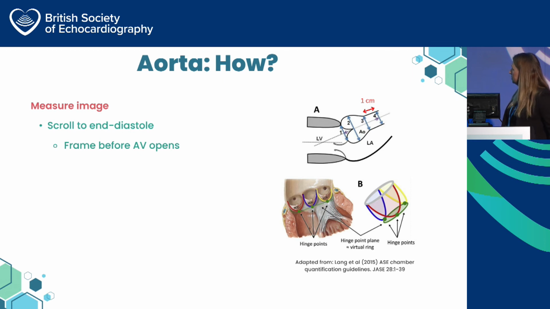So measuring the aorta. Most of the measurements are done at end diastole when the aortic valve is shut. Okay, so this is actually from the ASE guidelines, because I prefer the diagram, but the principle is exactly the same. You can see number 2 is the maximum diameter of the aortic root at sinuses of Valsalva. Number 3 is the sinotubular junction. And then number 4 is the proximal ascending aorta. In the new guidelines, the recommendation is that proximal ascending aorta is 1 centimetre measured from the sinotubular junction.